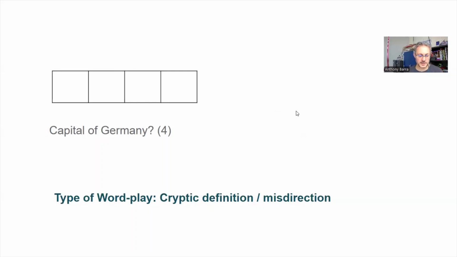Capital of Germany. So sometimes we get the entire thing as the definition, but it's given to us in a cryptic-y sort of punny sort of way. And another way to say capital is to say currency, and the currency of Germany is the euro. So many people would guess like Bonn or another German city here, but this is total misdirection through the word capital.